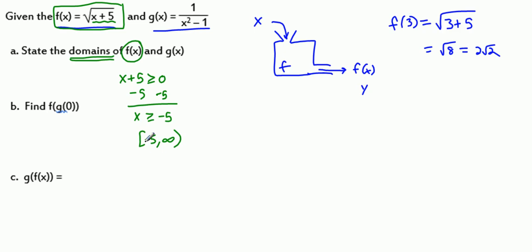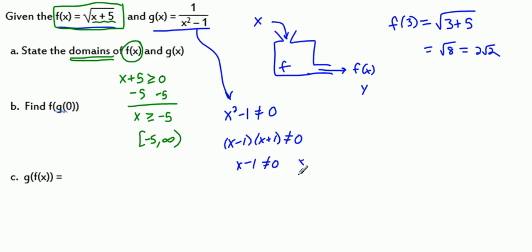Anything below negative 5. Now, for g of x, 1 over x squared minus 1, you have a division going on. And when you have division, what's in the denominator can never be 0. Now, a not equal to sign like this is the same as an equal to sign. I'm going to factor this: x minus 1 and x plus 1. It's a difference of squares. That tells me that x minus 1 can't be 0, x plus 1 can't be 0. So I know that x can't be 1 and x can't be negative 1. So this is a case where you could state these are the only two values, positive 1 and negative 1, that will cause you problems.